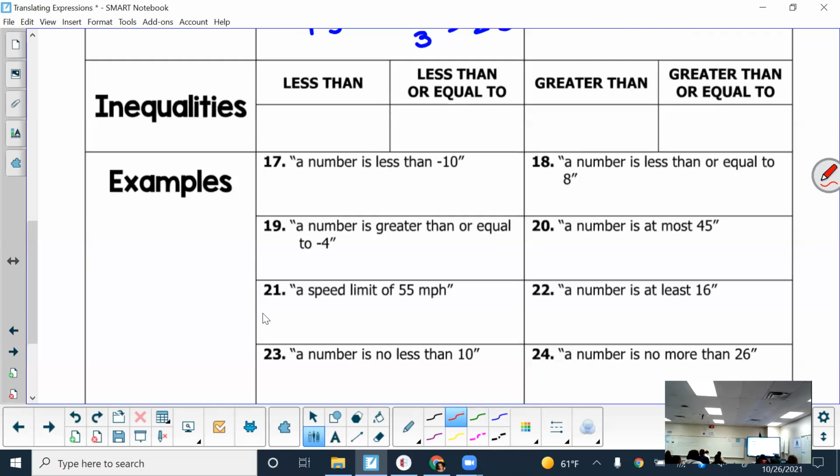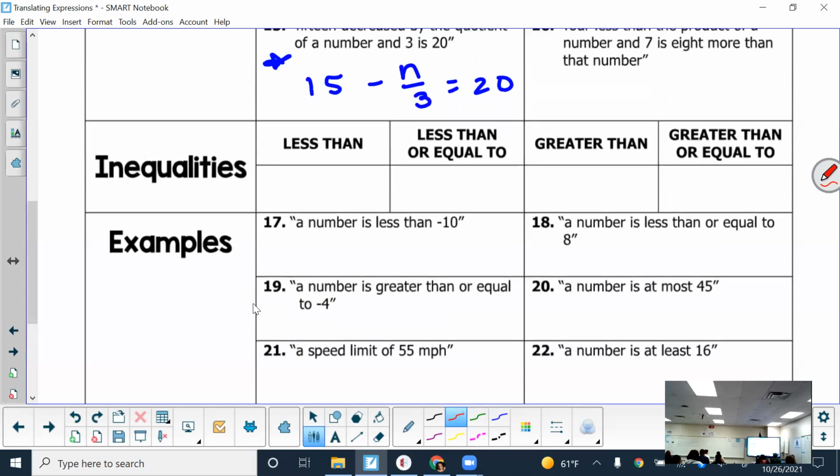So let's fill in the symbols. What does the less than symbol look like? Show me with your hands. All right, what direction? The opening should be to the right, right? Because it's less than.